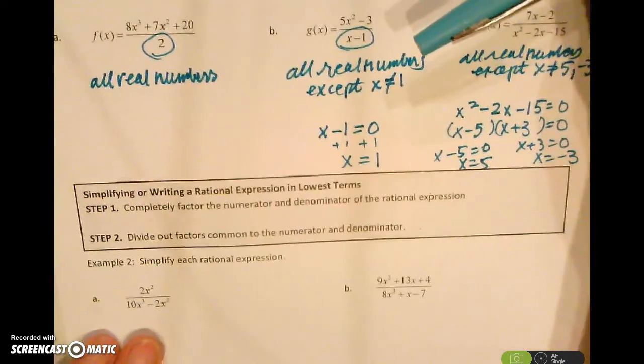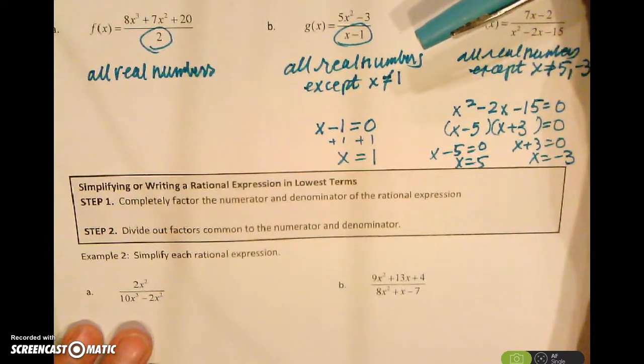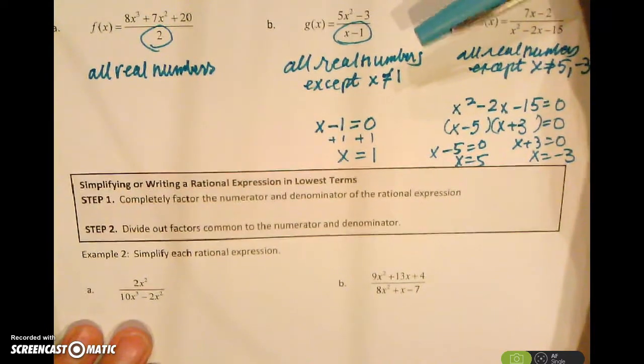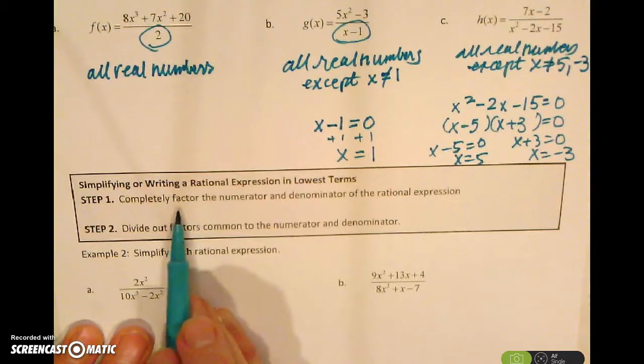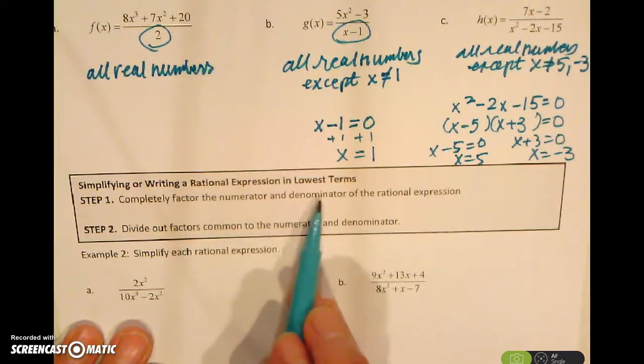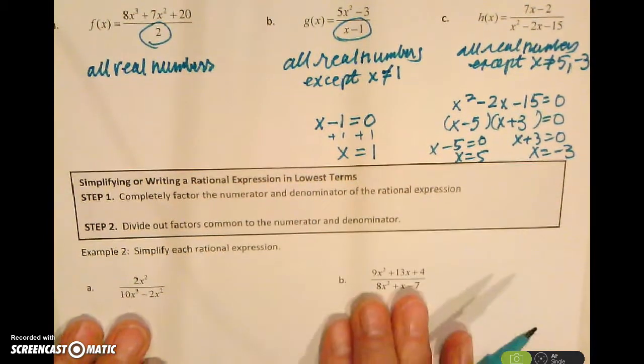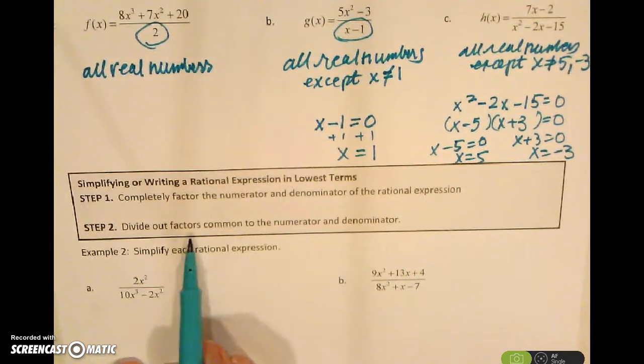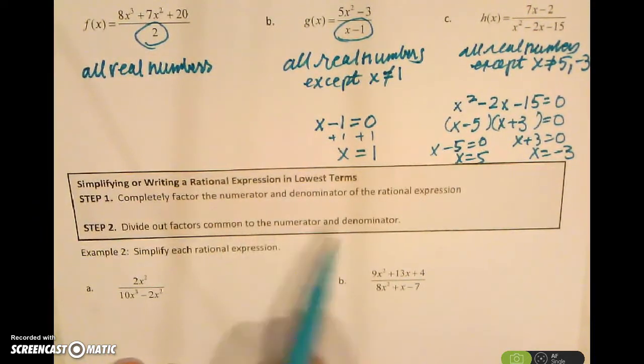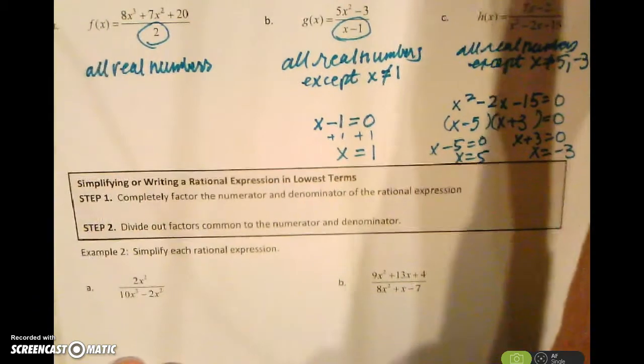Now we're going to be simplifying and writing rational expressions in lowest terms. So step 1, we're going to completely factor the numerator and the denominator of the expression. And then step 2, we're going to divide out factors that are common to the numerator and the denominator.